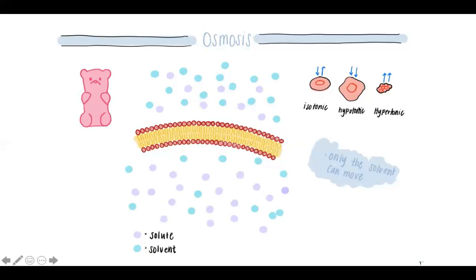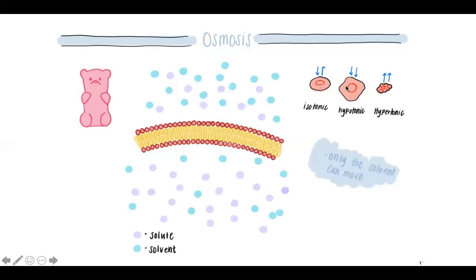Now over here in the right-hand corner, there's a picture of red blood cells. On the left is a normal red blood cell, and this is what it would look like. In the middle is a hypotonic red blood cell, and on the right is a hypertonic red blood cell. Now, a normal red blood cell has an equal amount of concentration on the outside and in the inside, and therefore water is going to be moving in and out of the cell equally.